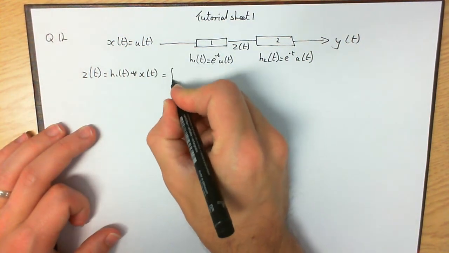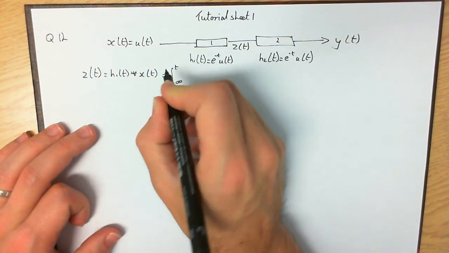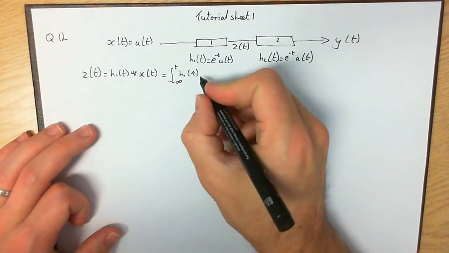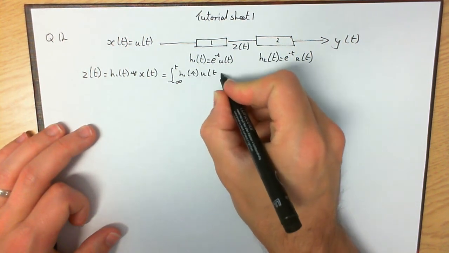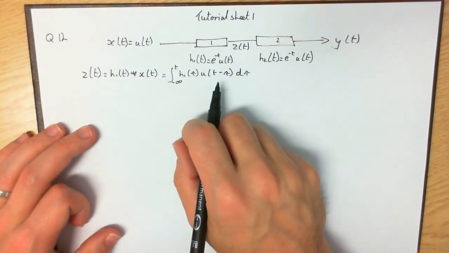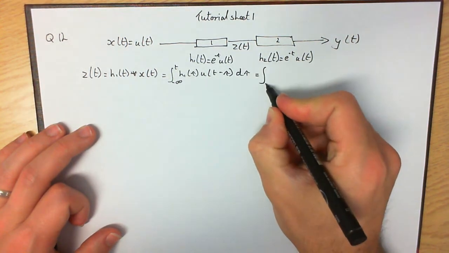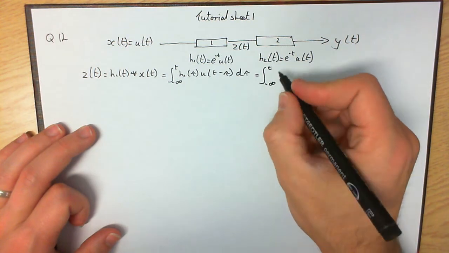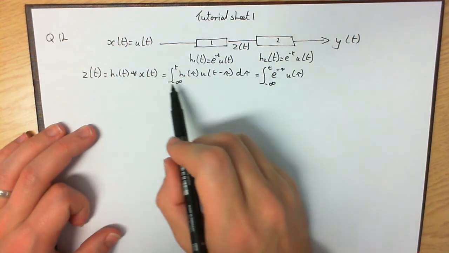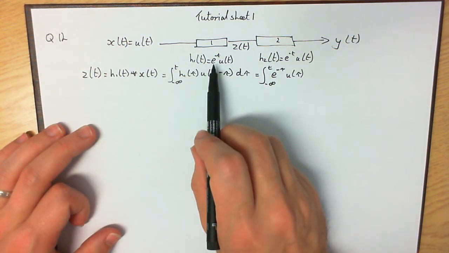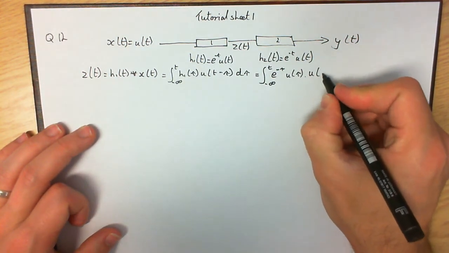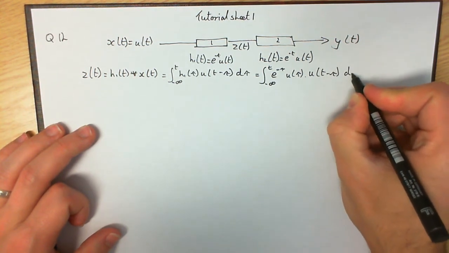If we write that out, we have the integral from minus infinity to t of h1 of tau u of t minus tau d tau, which is equal to the integral from minus infinity to t of e to the minus tau u of tau, which is the impulse response, just replacing t with tau, multiplied by u of t minus tau d tau.